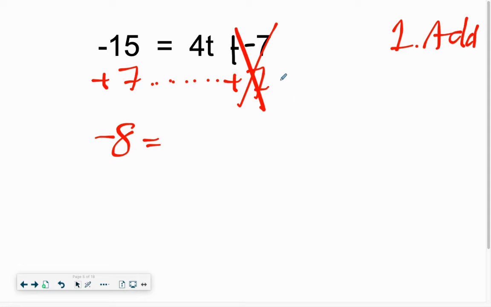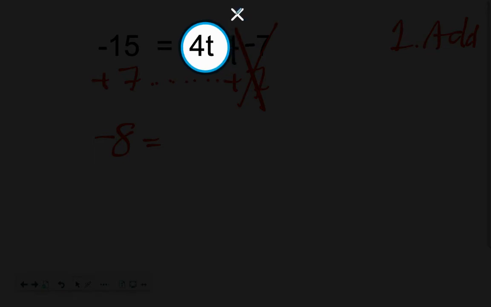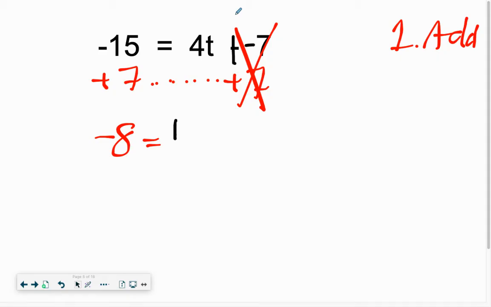Everything's canceled. So when we look up here, that +7 has canceled that, adding a -7. So the only thing that remains on the right side is the 4t. So write that on in. Write the 4t down here. That's why we did that. We want to get the 4t by itself.